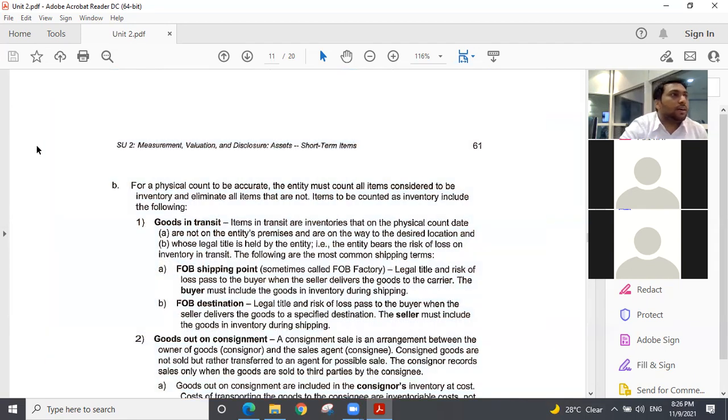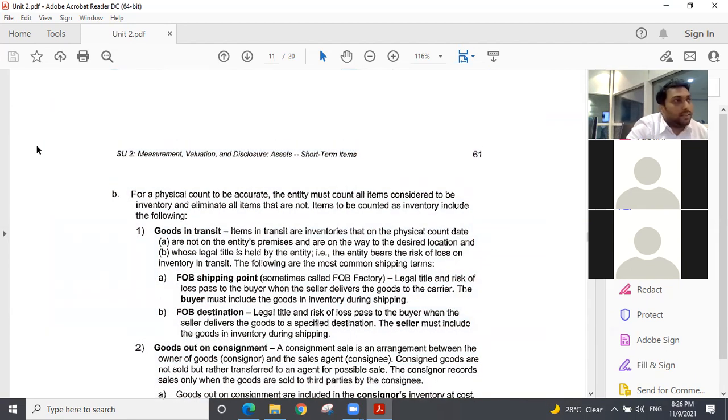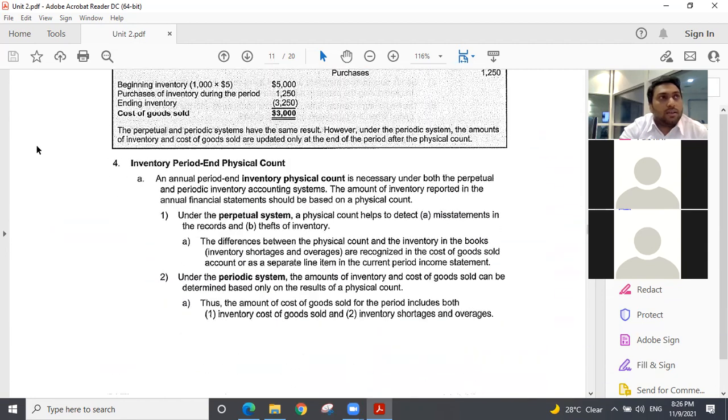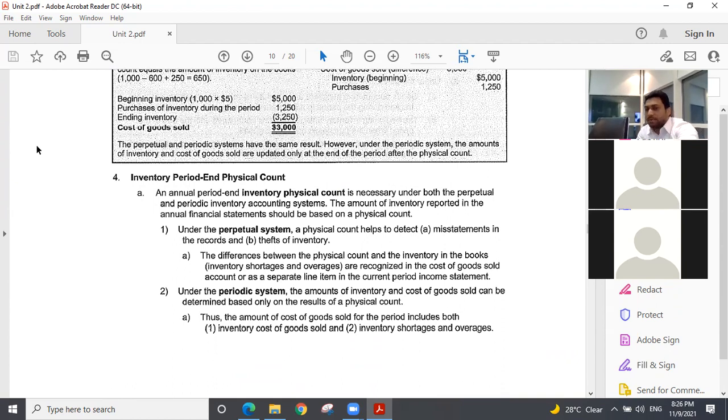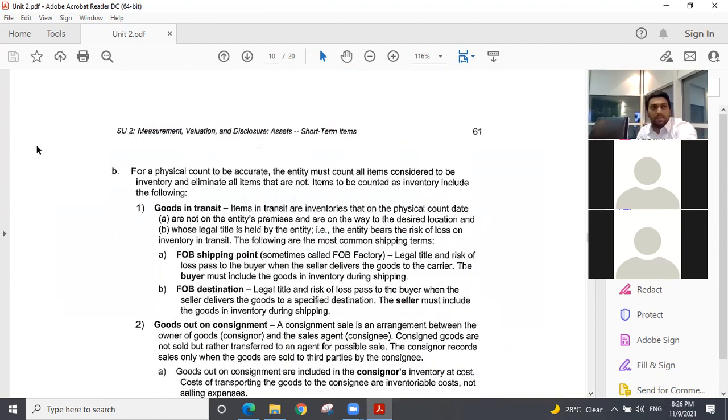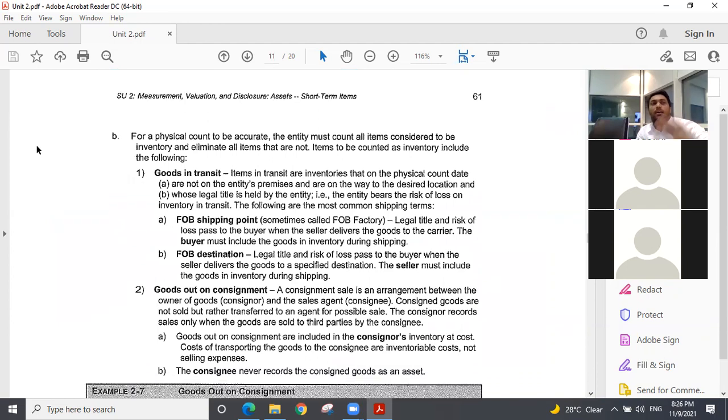So when you do the physical count, you have to keep a few things in mind. Sometimes you might have recorded a few purchases, but the goods haven't arrived, maybe because of shipment terms. So we will see what the shipment terms are. There are a few basic shipment terms: FOB shipping point and FOB destination, and you might have goods in consignment accounting. I think you might have heard.